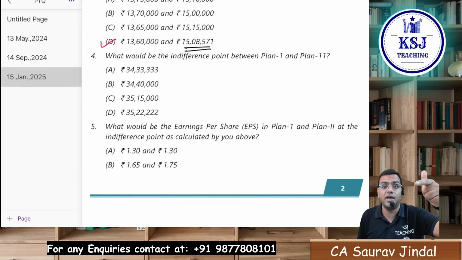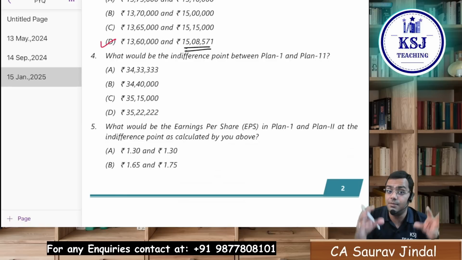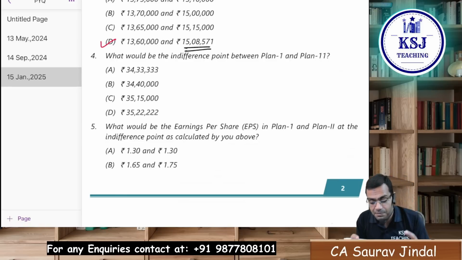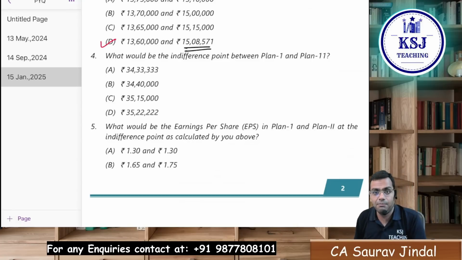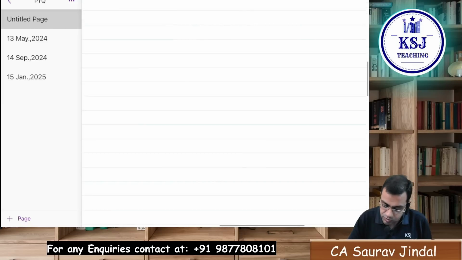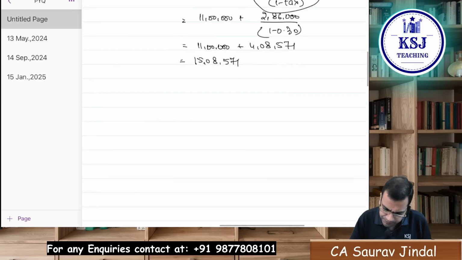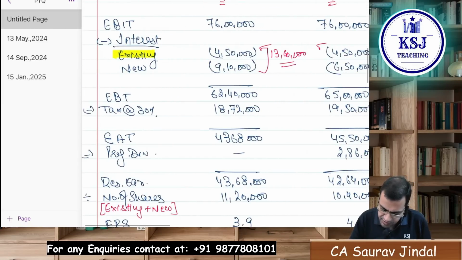What would be the indifference point between plan 1 and 2? What is indifference point? That level of EBIT where the EPS of plan 1 will be equal to the EPS of plan number 2. Right? So I have done some working on this.